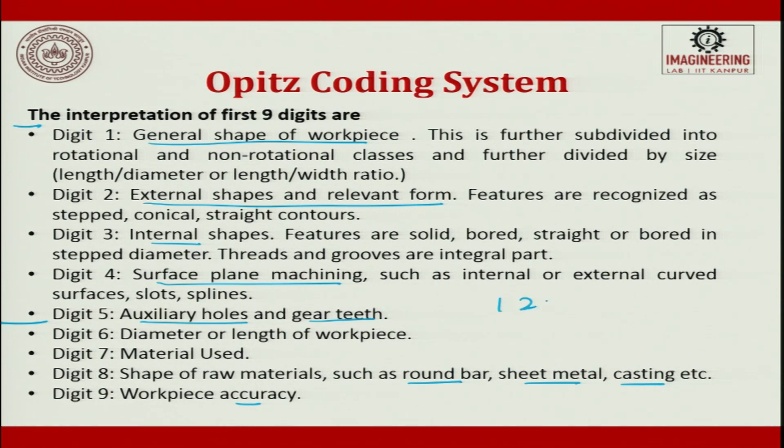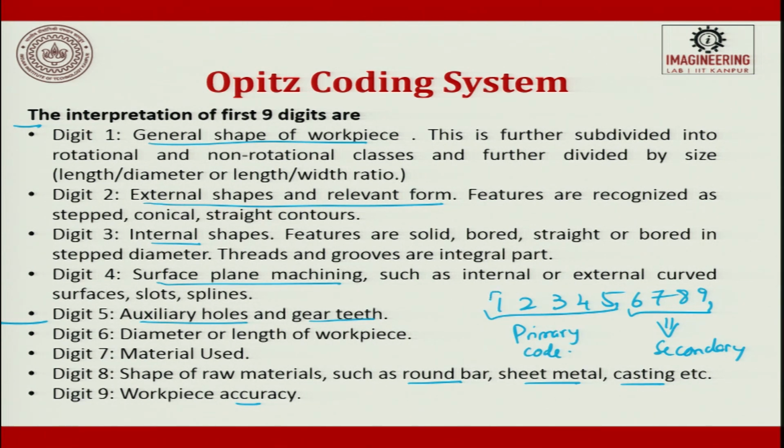So, you will have a 9-digit number wherein these are secondary and these are primary code. And each digit will take a value from 1 to 9. So, you can see how many different options you can have for this coding system, and Opitz is most popularly used, and in a similar way other coding systems are also used.